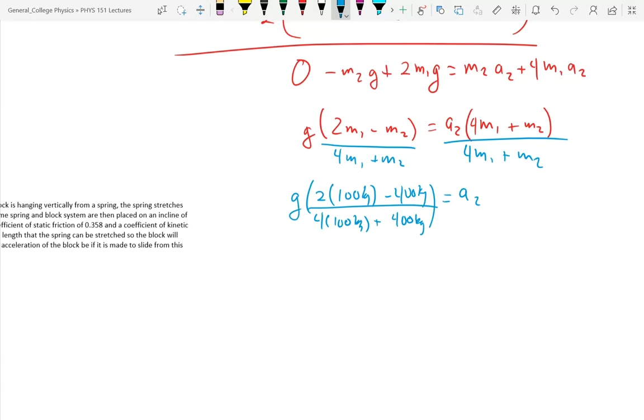On top, you have 200 kilograms minus 400 kilograms, minus 200 kilograms. On bottom, you have 400 kilograms plus 400 kilograms, 800 kilograms. Minus 200 over 800 is minus a quarter. So the acceleration is minus a quarter g. Now that tells us that James was correct, that it's going to accelerate upward. And now we know the magnitude, 1/4 g upward.